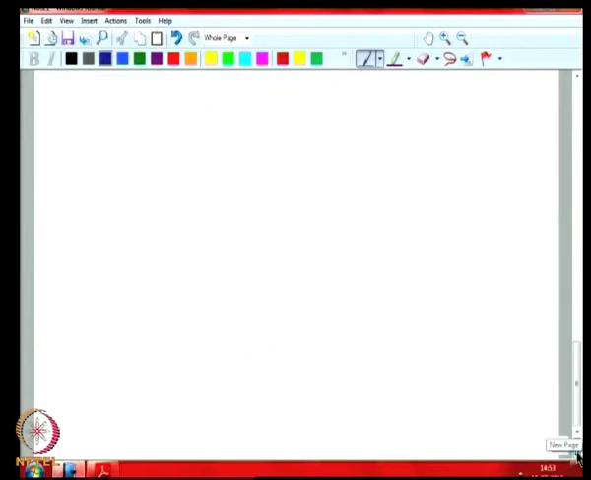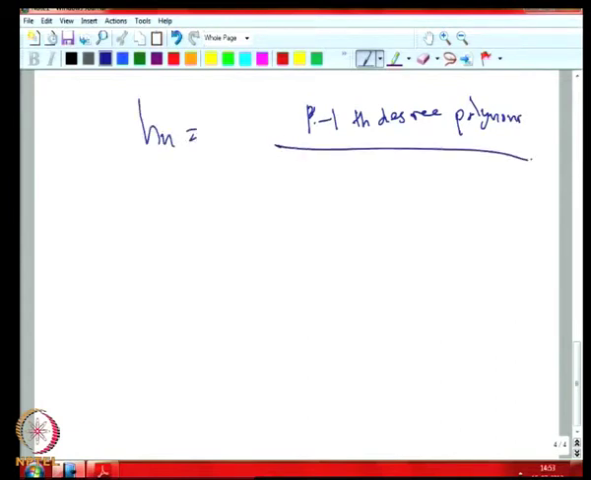Now, we will assume that it is true up to polynomials of degree p minus 1. That means, if the general term Hn can be written as a polynomial of degree p minus 1, then we assume that the statement is true. That means, if you go to the pth row of the difference table, that will be 0, and from there onwards it will be 0 only.